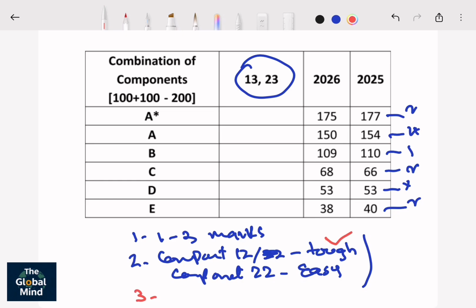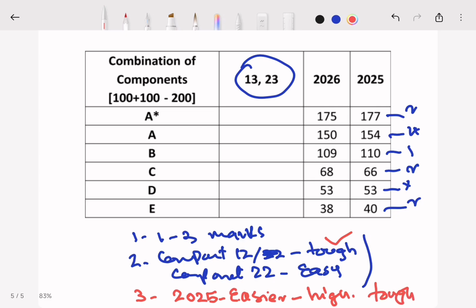The third thing is that as 2025 exams were easier, that is why the threshold was high. So in 2026 the papers were moderately tough. So this is another conclusion which we can draw from these tables.